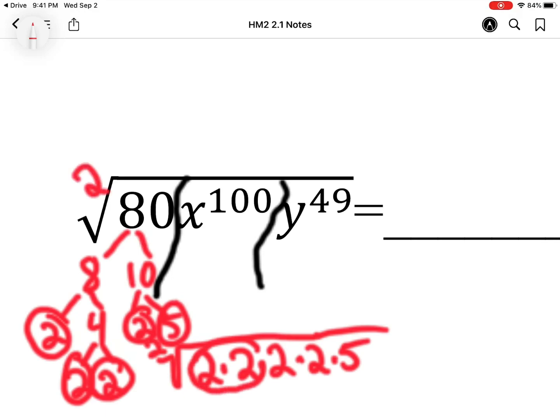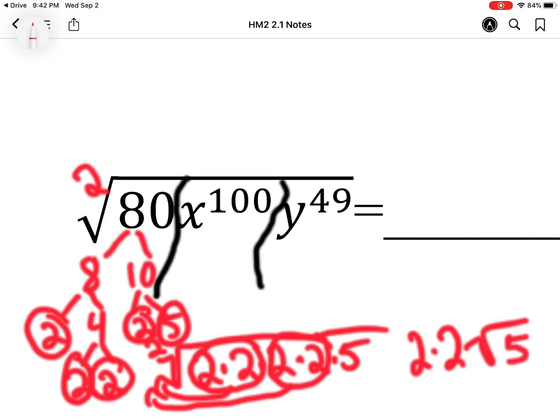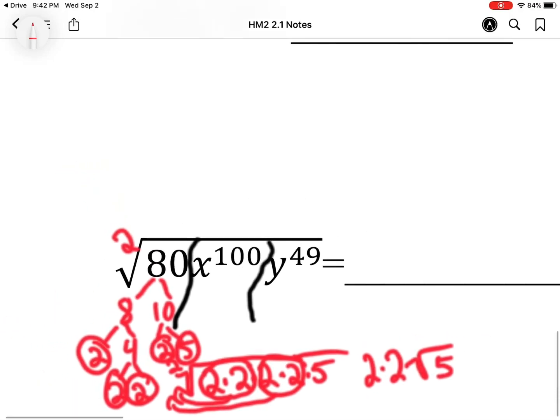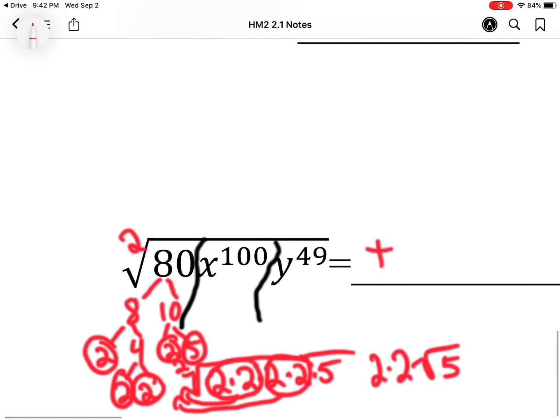Index is 2. It's understood because there's nothing there. 2 2s come out as a single 2. 2 2s come out as a single 2. And the 5 is left over. So we have 2 times 2 and a 5 left over. So that means number-wise, we're going to have plus or minus 4 and underneath the radical, we're going to have a 5.